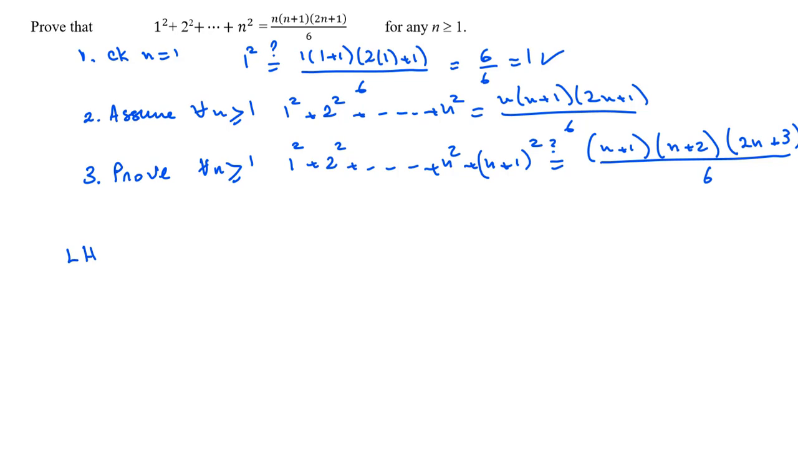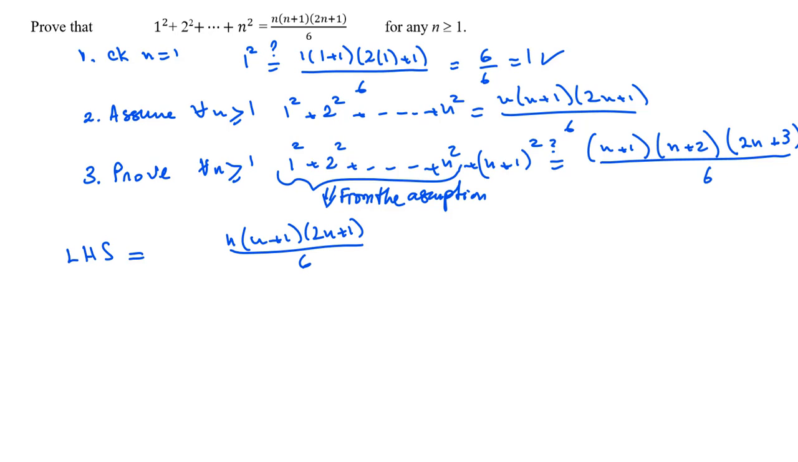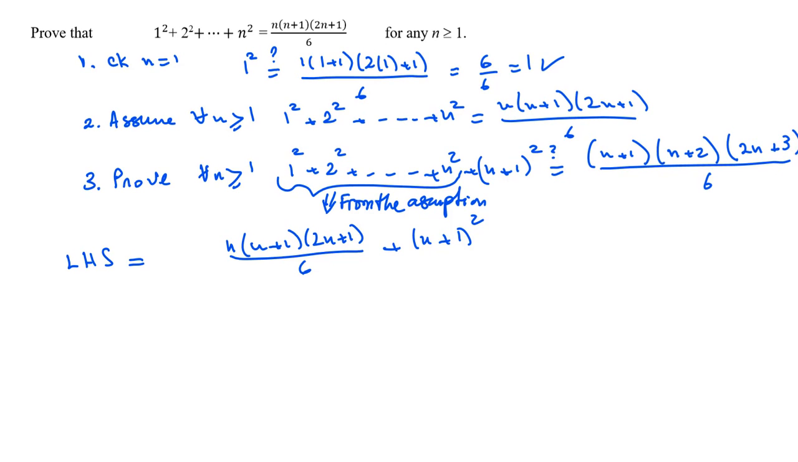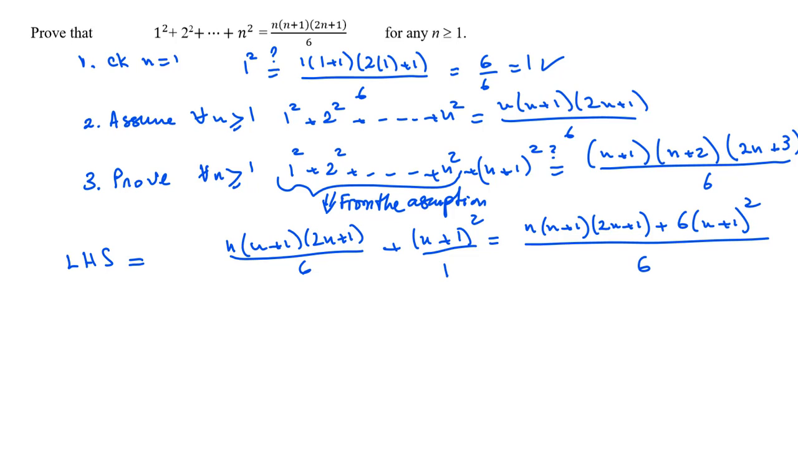So as you see, the left hand side is equal to what? So right here, this is the assumption. So I would say that from the assumption, 1 squared plus 2 squared plus all the way to n squared is equal to n times n plus 1 times 2n plus 1 over 6. Then I have one more term to add here. Now my goal is to go from this side and end up at this side. So with the algebra, let's do the least common denominator here. I get n times n plus 1 times 2n plus 1 plus 6 times n plus 1 quantity squared.